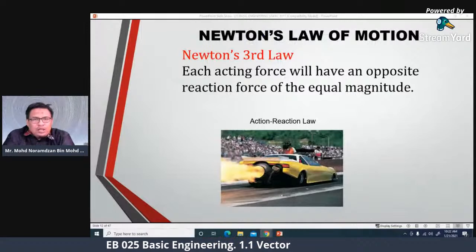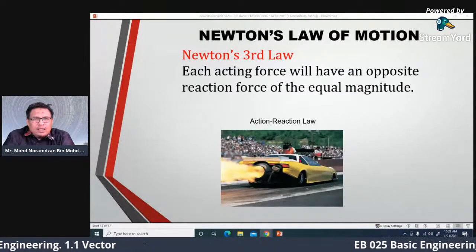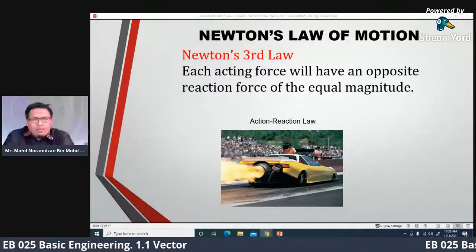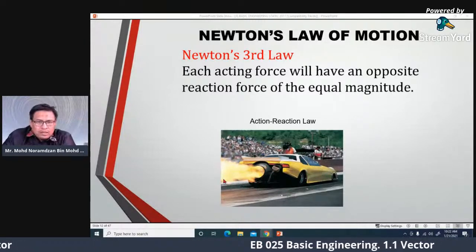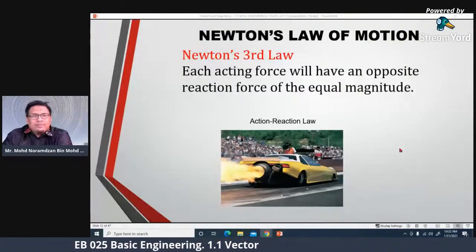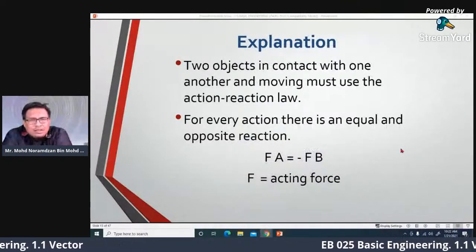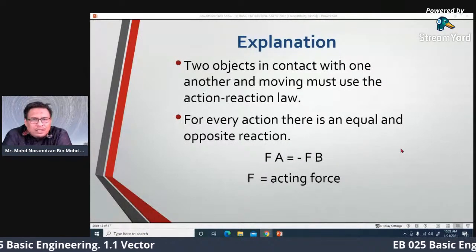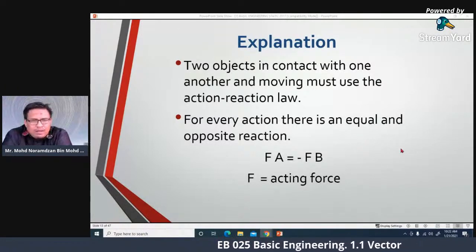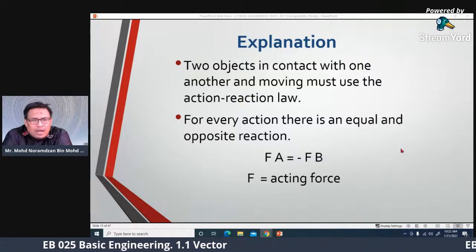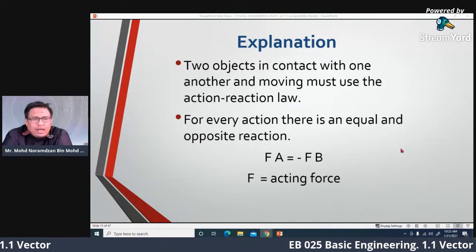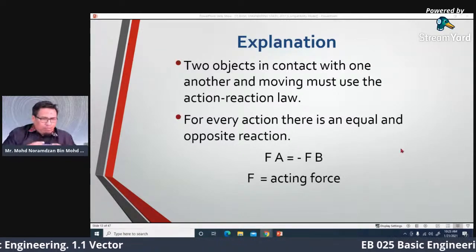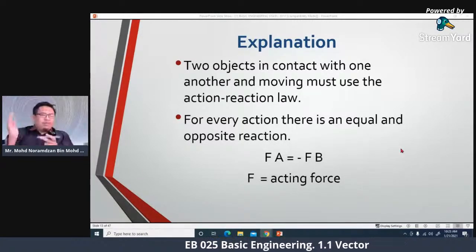Newton's third law. Each acting force will have an opposite reaction force of equal magnitude. You see this? This is a car with a rocket propeller here. Two objects in contact with one another and moving must obey the reaction law. That means for every action there is an equal and opposite reaction: FA equals negative FB. If you push an object, there must be a reaction from the object you push.